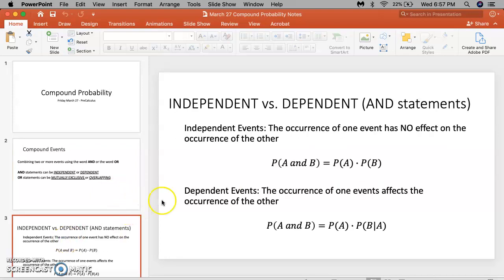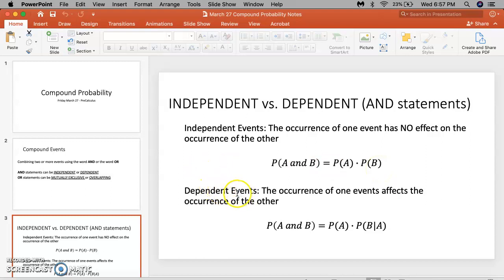With independent versus dependent, these are your "and" statements. So whatever you're trying to find the probability of, it will have "and" in your question. If it is an independent event, the occurrence of one event has no effect on the occurrence of the other. So they're two totally different, independent things happening. If they have no effect on each other, you're going to multiply them: the probability of the first event happening times the probability of the second event happening.